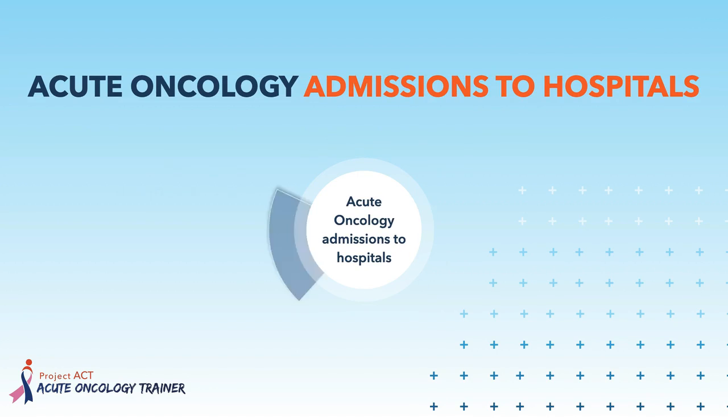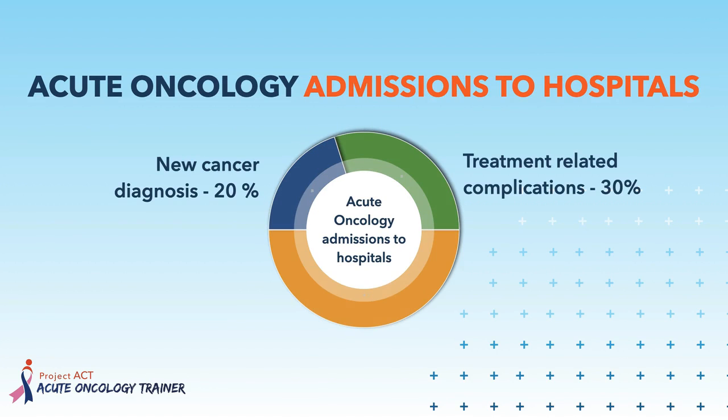The Royal College of Physicians of London publication showed acute oncology admissions were due to a new cancer diagnosis in 20% of cases, treatment-related complications in 30% of cases, and cancer-related complications in 50% of cases. This explains why a good acute oncology service is so critical to avoid missing new cancer diagnoses and missing treatment-related complications.